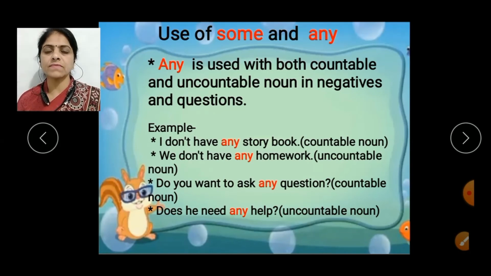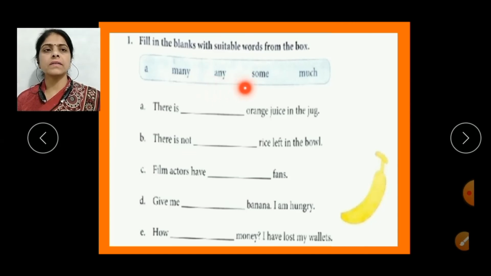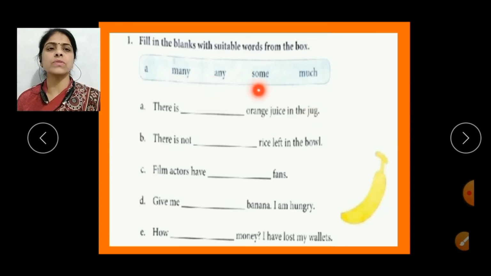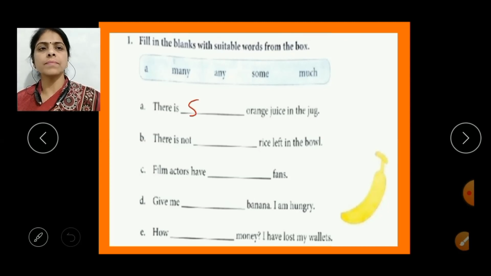Now let's have the exercise which is given on page number 22 of a grammar book. Here, fill in the blanks with suitable words from the box. In this box, we have many, any, some and much. Along with these words, we have 5 sentences, and we need to complete these sentences by using these words. The first sentence is, there is blank orange juice in the jug. In this sentence, you can see orange juice is an uncountable noun and the sentence is affirmative. So we can choose some to fill the blank.